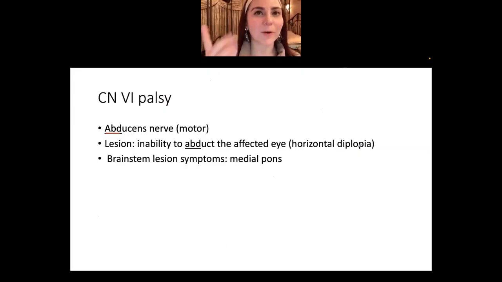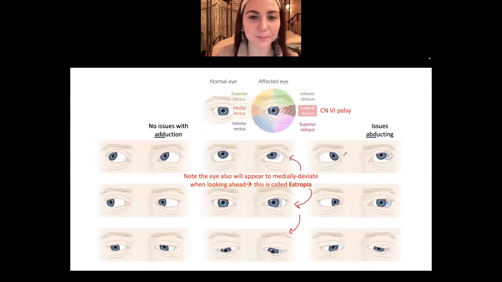Remember, horizontal diplopia means that if you're trying to look in a horizontal plane, like keeping your head straight ahead and looking in a horizontal line in front of you, you need abduction and adduction. So you're going to get it with either a cranial nerve 3 palsy or a cranial nerve 6 palsy, because you need 3 for adduction and you need 6 for abduction. Okay. And then when you lesion this, you'll see the symptoms in the medial pons.